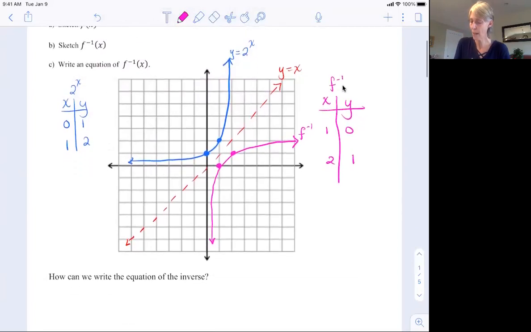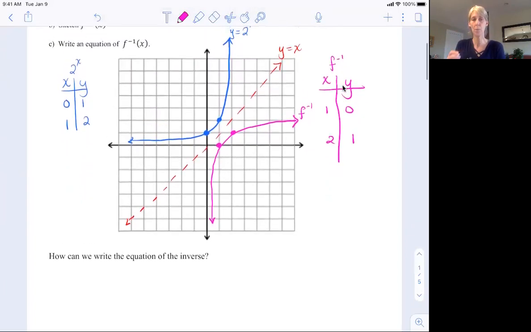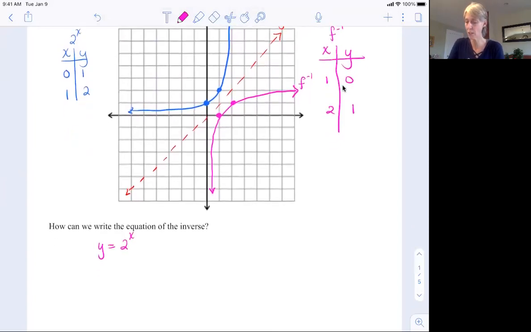Now let's think about how we can write the equation of the inverse of this function. So if we go back to what our rule is, if we start with y equals 2 raised to the x power, and we want to write the equation of the inverse, we're going to switch x and y. And now we have a little bit of a problem because our y is stuck up in that exponent and it's kind of hard to write it. We need to get it in the form of y equals.